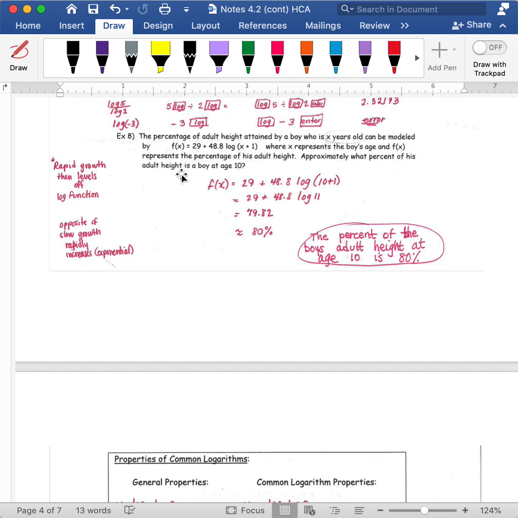Approximately what percent of his adult height is a boy at age 10? Well, here they're giving us the X. You have to find the Y. So substitute the 10 in, because X is 10. And then do your calculator computation. I would type in 48.8, and then the log button, and then 11, and then add 29. We're going to round this to the nearest percent. The percent of the boy's adult height at age 10 is 80%.